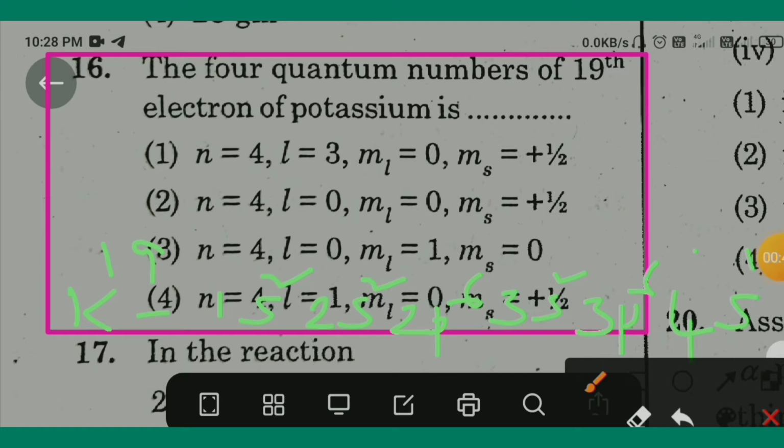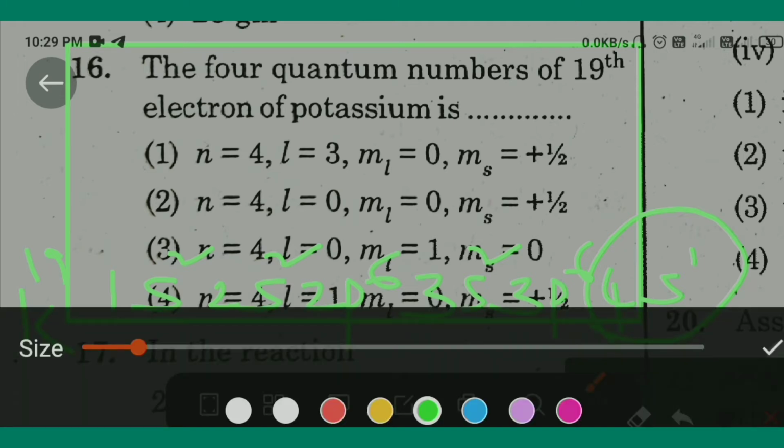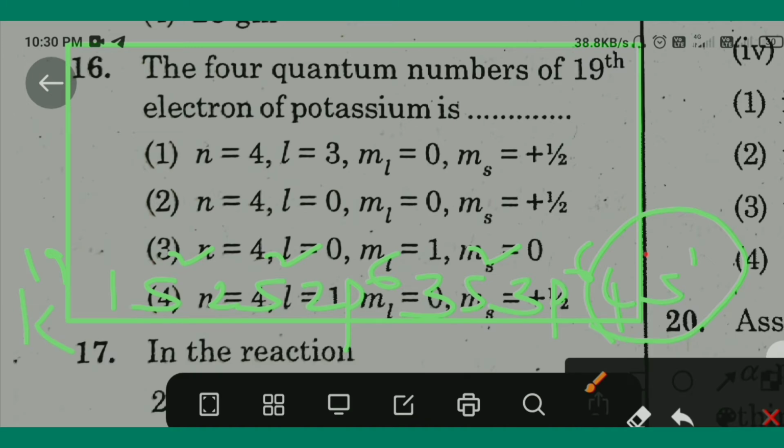So here the outermost electron is 4s1. If you take the 4 quantum numbers for this electron, the n value is 4. So the option with n value 4 is correct. And when coming to the L value, the L values for s, p, d are 0, 1, 2. So the L value is 0 for s orbital, this is correct.